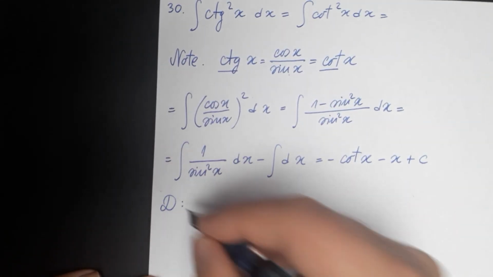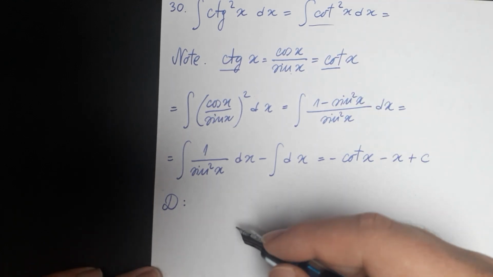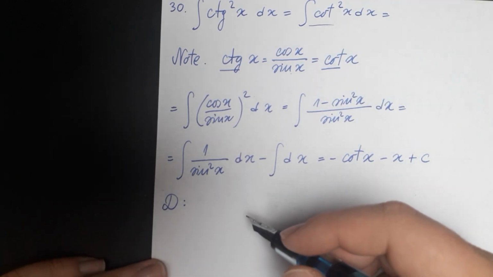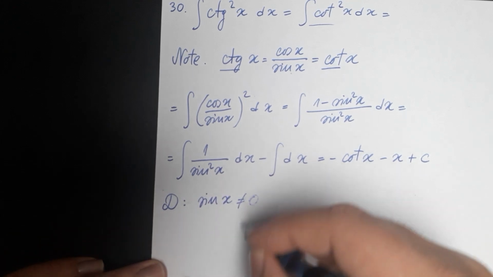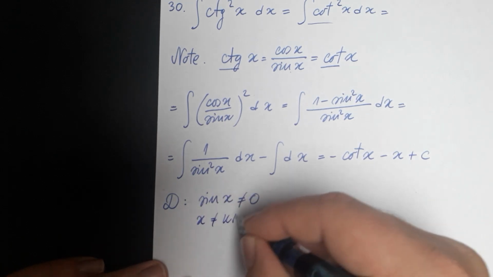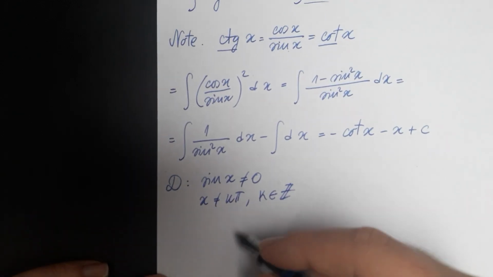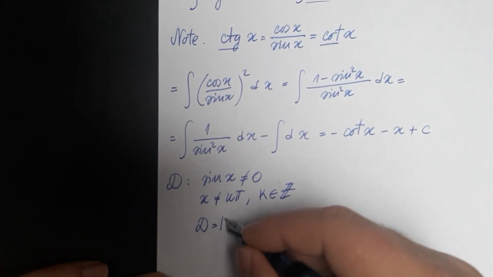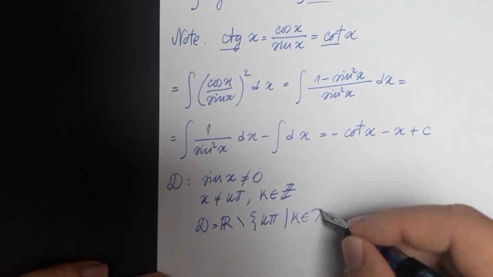And the area in which this integral is defined, as the cot function is defined when sine of x has to be different than 0. So x is different than kπ, where k is an integer. So we are talking about the set R without the dots kπ, where k is an integer.